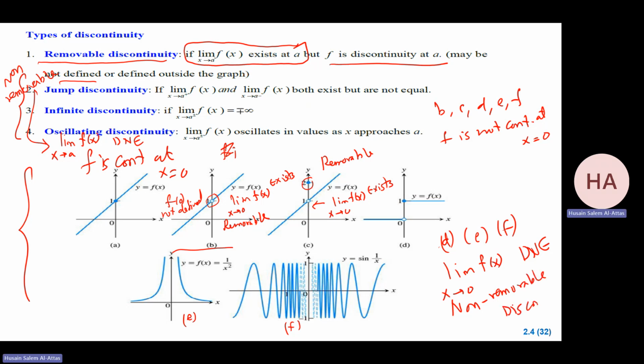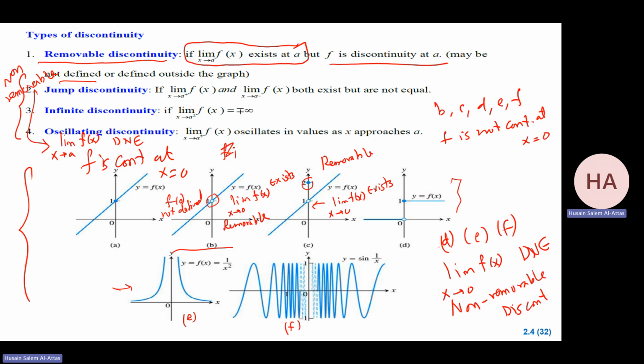Some other books talk about when the limit does not exist. If the left does not equal the right, they call it jump. Goes to infinity, they call it infinite. Oscillating, they call it oscillating. But in our book, we say removable, non-removable. Okay, so that's what's going on in this case.